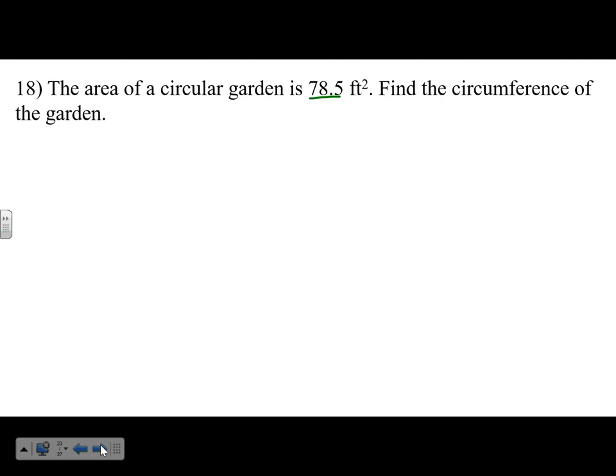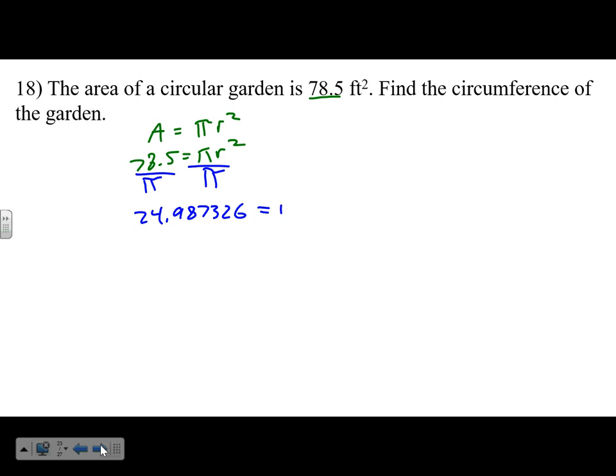Find the circumference. So the area is 78.5. We want the circumference. So the area is pi r squared, and I know that is 78.5. So first thing we're going to do is divide by pi. 78.5 divided by pi is 24.987326. Now, I know I tell you to round to 2 decimal places, but I only round the final answer to 2 decimal places. I leave this stuff at 4, 5, 6 decimals even. The more you keep, the more accurate it's going to be.